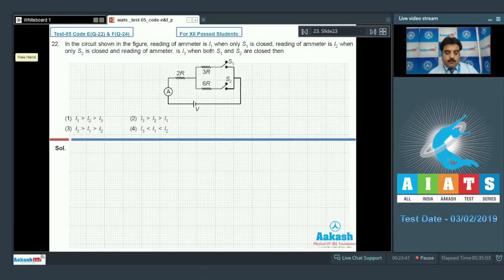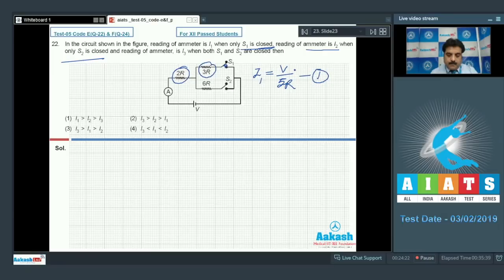In question number 22, in the circuit shown in the figure, the reading of the ammeter is I1 when S1 is closed, the reading of the ammeter is I2 when S2 is closed, and the reading is I3 when S1 and S2 both are closed. First, if S1 is closed and I go for current I1, I need potential and equivalent resistance. When S1 is closed, 3R and 2R will be effective and both are in series. So resistance will be 5R. This is relation number 1.